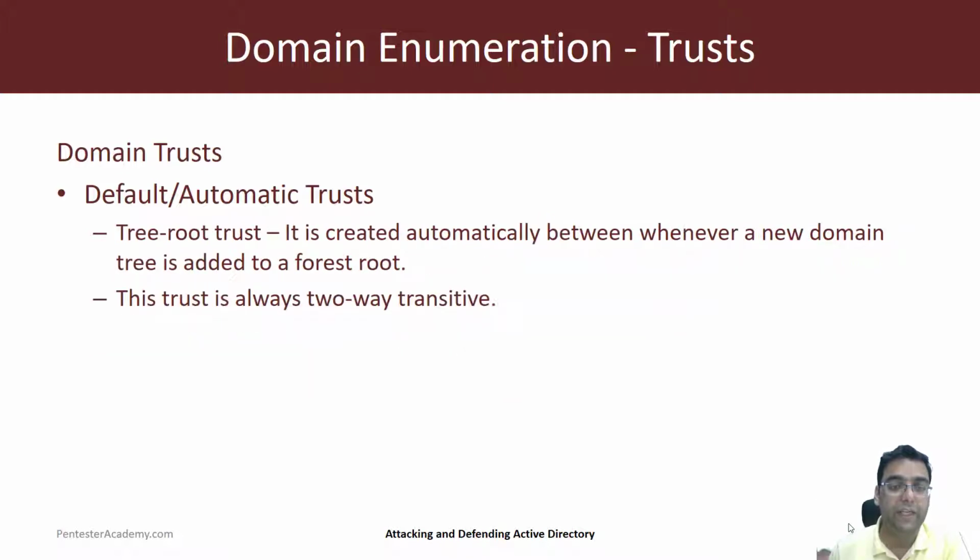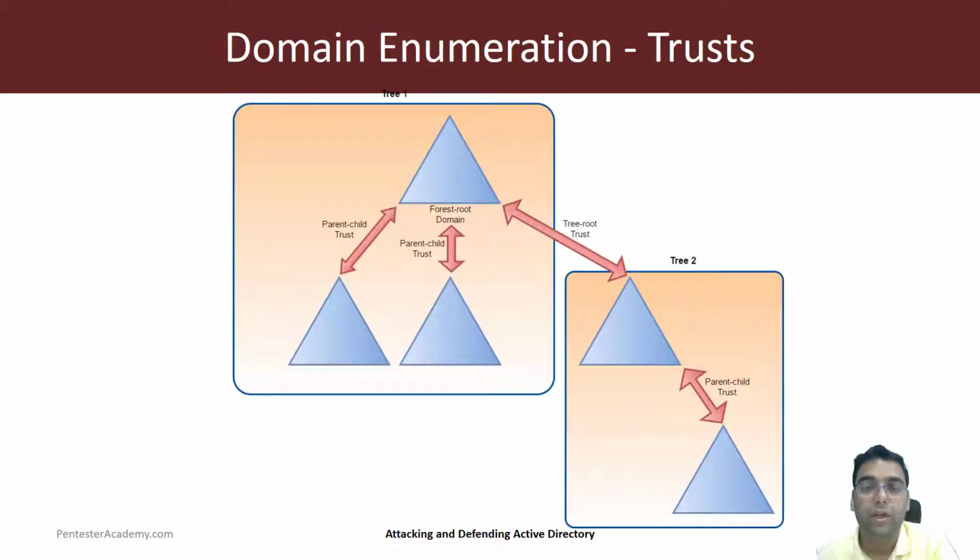So this was the parent-child trust. Then there would be tree root trust. Whenever you add a new domain to a forest or a tree, this trust is also default, automatic, and two-way transitive. For example, here in tree 1, we see that with the forest root, both of the child domains have a bidirectional transitive trust. And if we add a new tree to the forest root, there would be a bidirectional transitive trust with the new tree as well. This is the tree root trust.